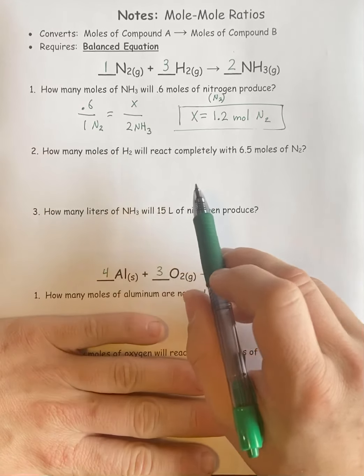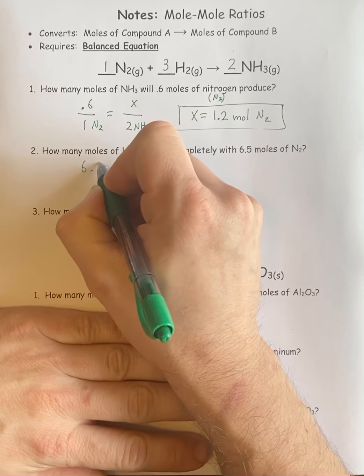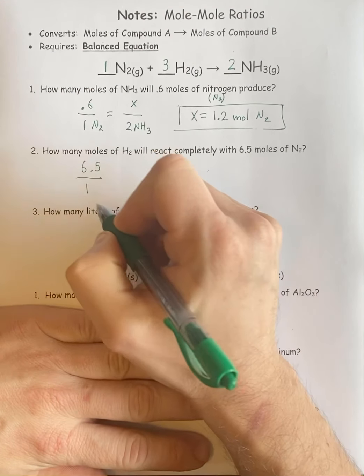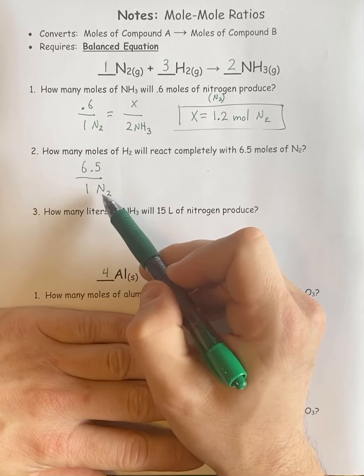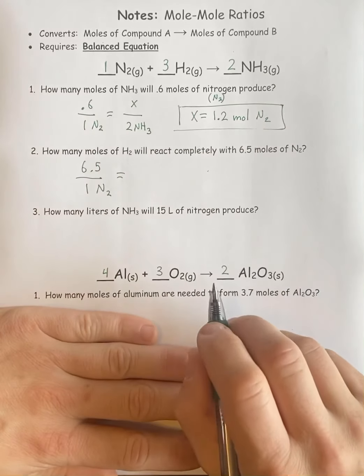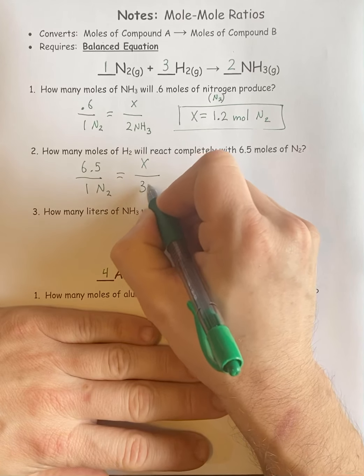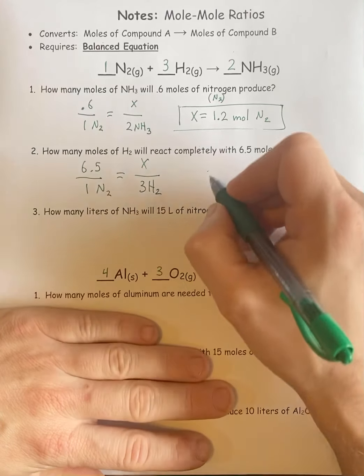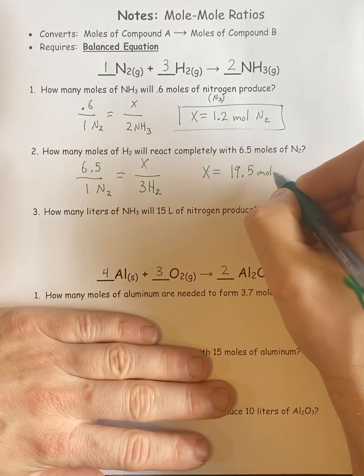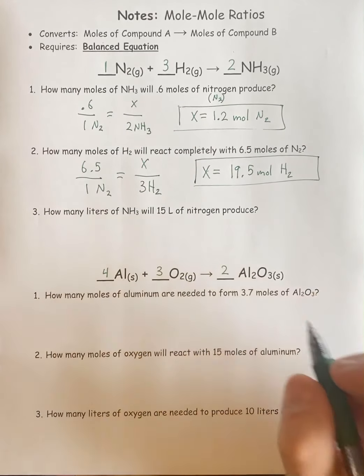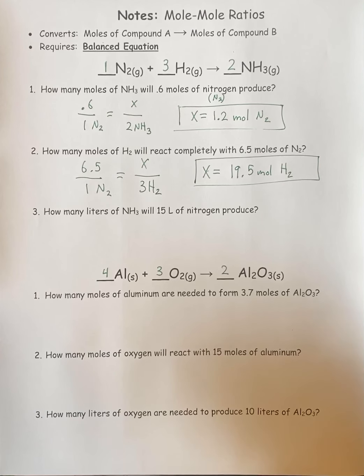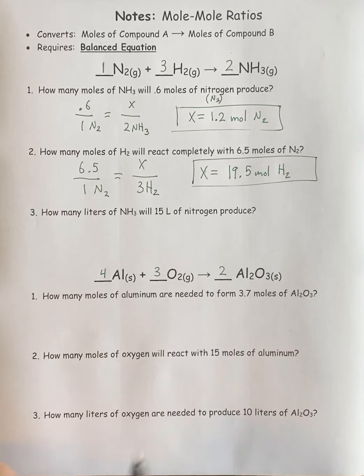So number 2, how many moles of H2 will react completely with 6.5 moles of N2? So I have 6.5 of the N2, so I would put 6.5 over 1. But always write the chemical equations in. The number one mistake students make is they don't write this in, and then they don't give me the right units, or they'll plug them into the wrong spots. And they want to know how many moles of H2, so I would go X over 3 H2. Now I'm going to solve for X here, and I believe I get 19.5. There we go. Just double checking. 19.5 times 3.